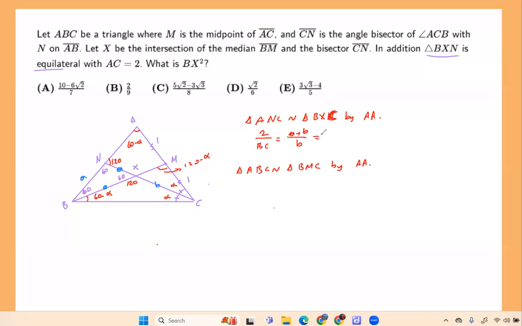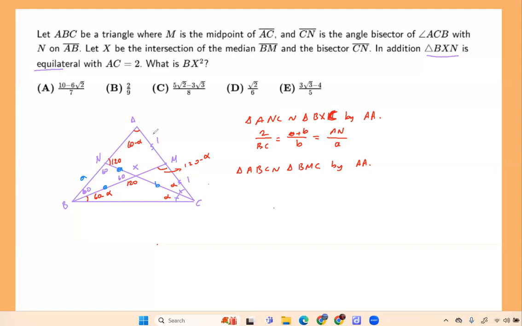So the third side is like AN, which may not be useful right now, and which is opposite to alpha, and then the BXN alpha is opposite to A. Okay, so we have too many unknowns, so we cannot really do anything at this point. Let's try the second one as well.